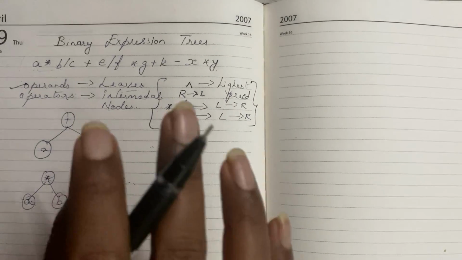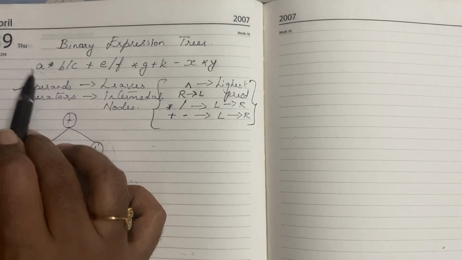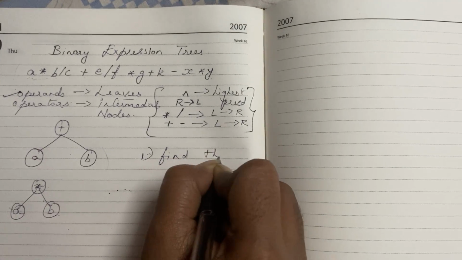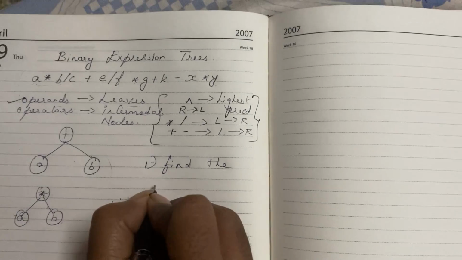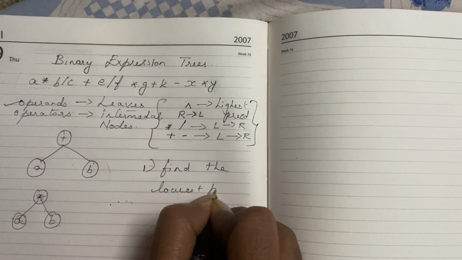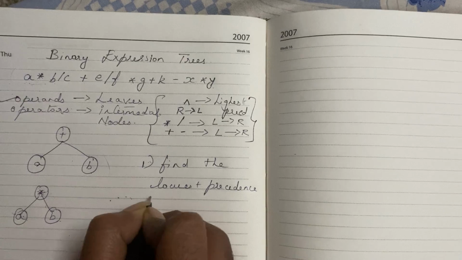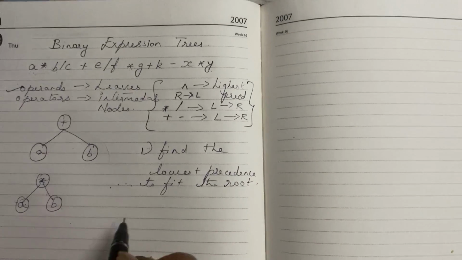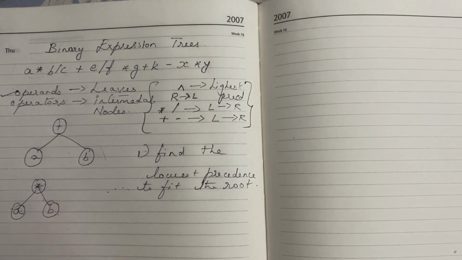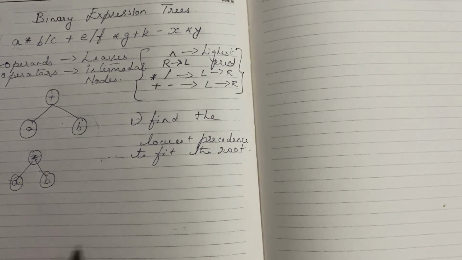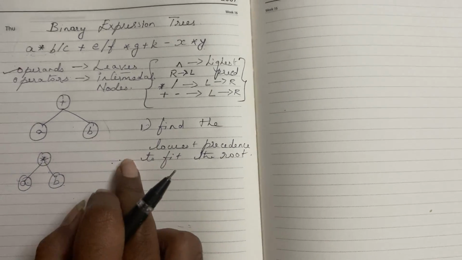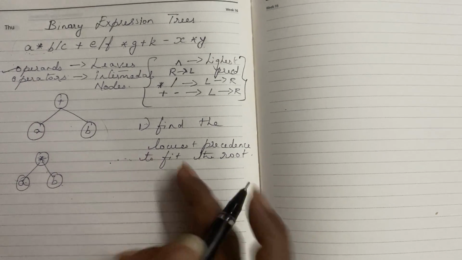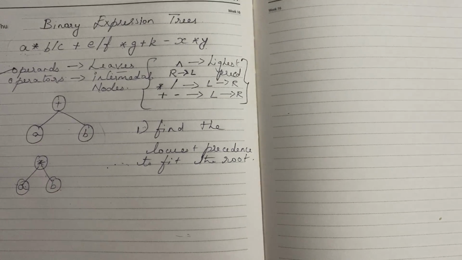So how we are going to express this expression using a binary tree is, the first step is you have to find the lowest precedence to fit the root. When you find the lowest precedence, from there when you are deriving, all the highest precedence will be at the leaf of the tree. So this is the first step you have to do. You have to always remember this step. Find the lowest precedence first and fit it at the root. From there we are going to derive the expression.